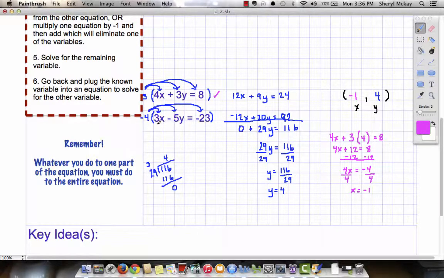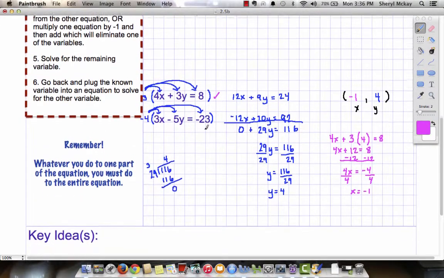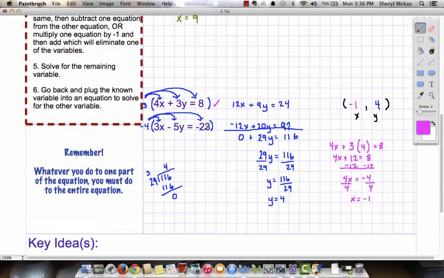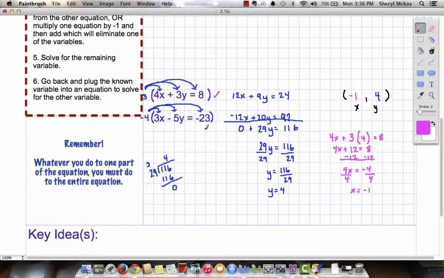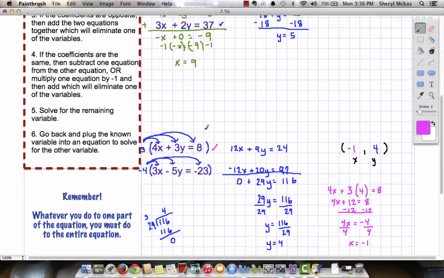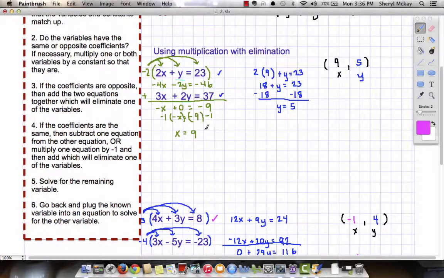So negative 3 minus 20 is a negative 23, and that's what I have there. So again, it worked on both of them. So negative 1, 4 is the place where the two lines intersect, the one point that is common between the two equations. All right? Now, I just wanted to show you how to do this because you are going to have to do this.